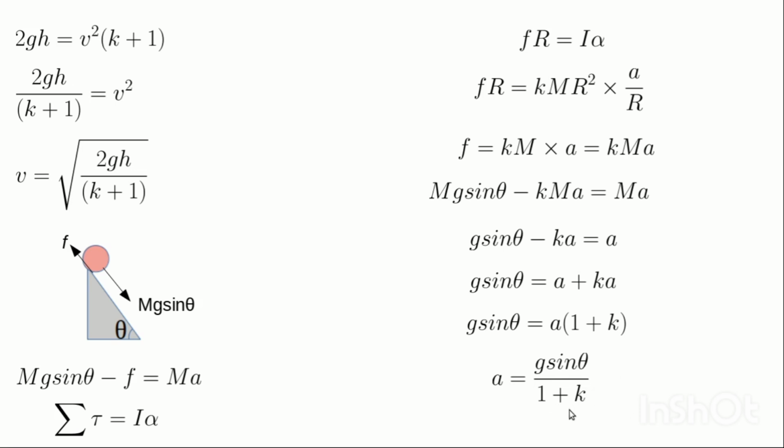So at this point, we notice that the smaller the k, the higher the acceleration. The higher the value of k, the smaller the a. And between the solid sphere and the solid cylinder, the solid sphere has a lower constant, which is 2 over 5. 2 over 5 is less than 1 over 2. So we can say that the solid sphere will get to the bottom before the solid cylinder.